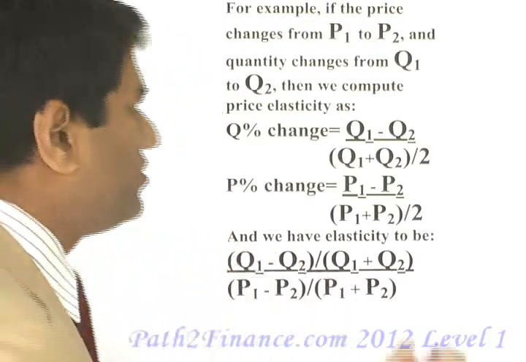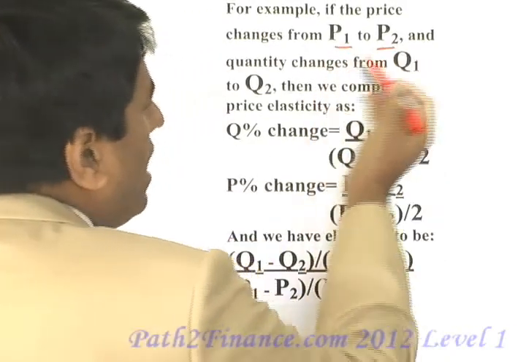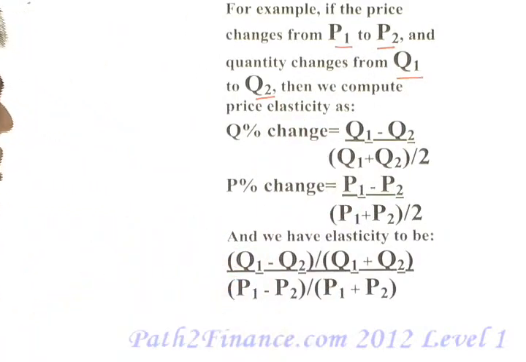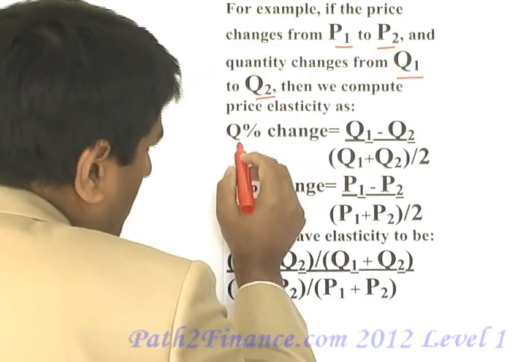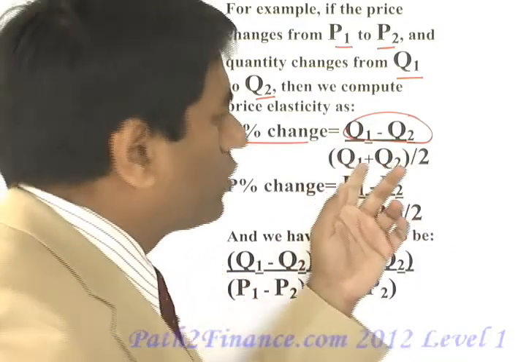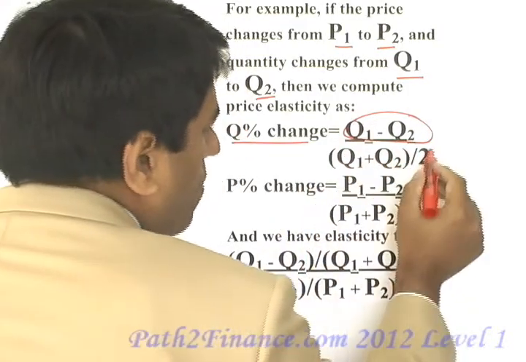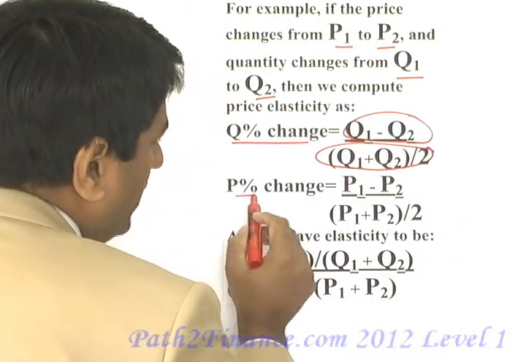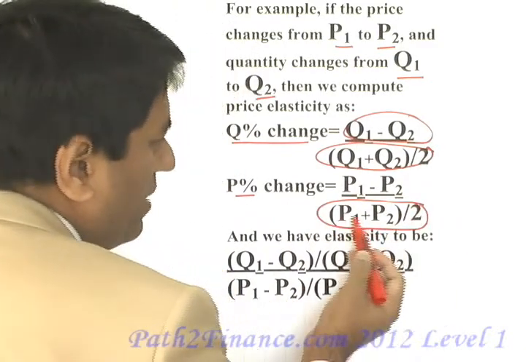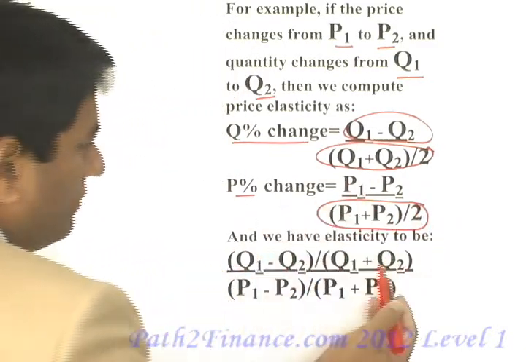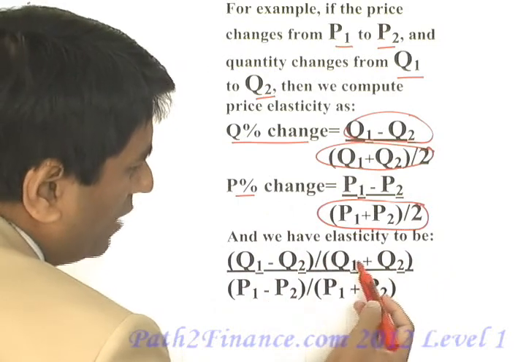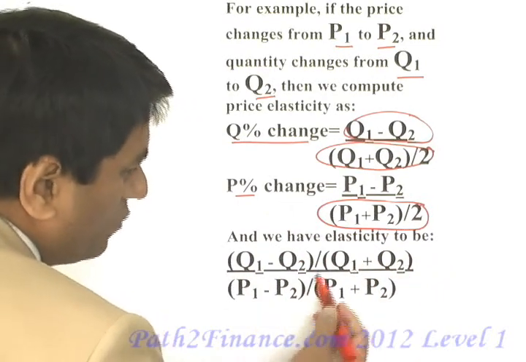For example, if the price changes from P1 to P2 and the quantity changes from Q1 to Q2, then we can compute the percentage change in quantity as Q1 minus Q2 divided by not Q1 or Q2, rather the average of Q1 and Q2. Similarly, the percentage change in price as the change in price divided by the average price, P1 and P2 divided by 2. So then we would have the elasticity formula to be Q1 minus Q2 divided by Q1 plus Q2 divided by P1 minus P2 divided by P1 plus P2.